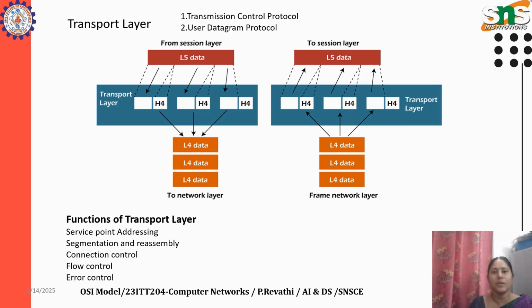The layer can be termed as an end-to-end layer as it provides point-to-point connection between the source and destination to deliver the data reliably. Two protocols used in this transport layer are transmission control protocol and user datagram protocol.